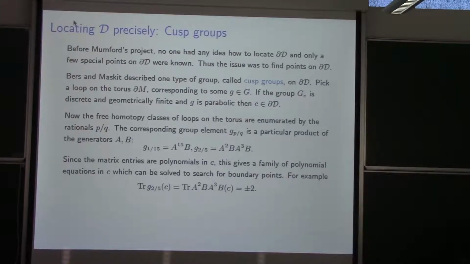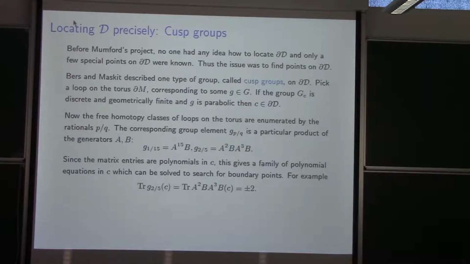You try and list all the possible loops on the torus. So here are some examples of homotopy classes of loops on a torus. We can think of a flat torus, they're given by p/q, wrapping around p and q times, and you can write down polynomials corresponding to these different things. So these are the group elements.